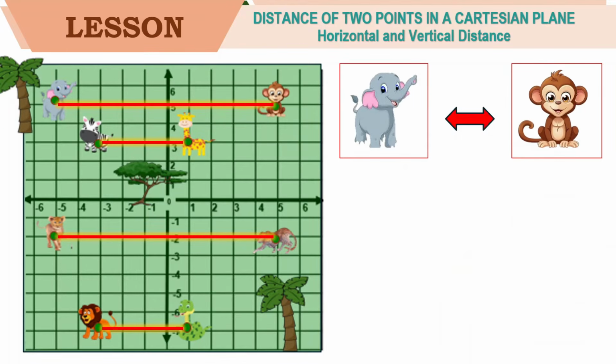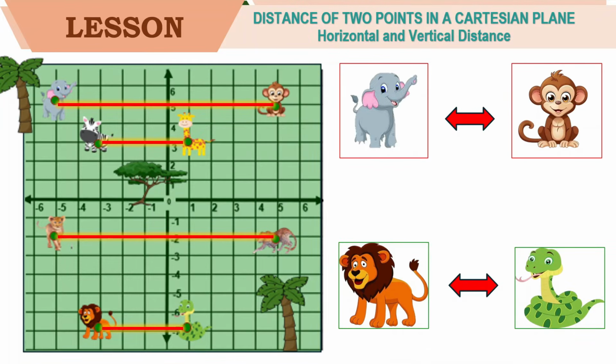Let's look at two sample pairs, the elephant and the monkey, and the male lion and the snake. The elephant is at negative 5, 5, and the monkey is at 5, 5. The male lion is at negative 3, negative 7, and the snake is at 1, negative 7. What can we notice about these two pairs?